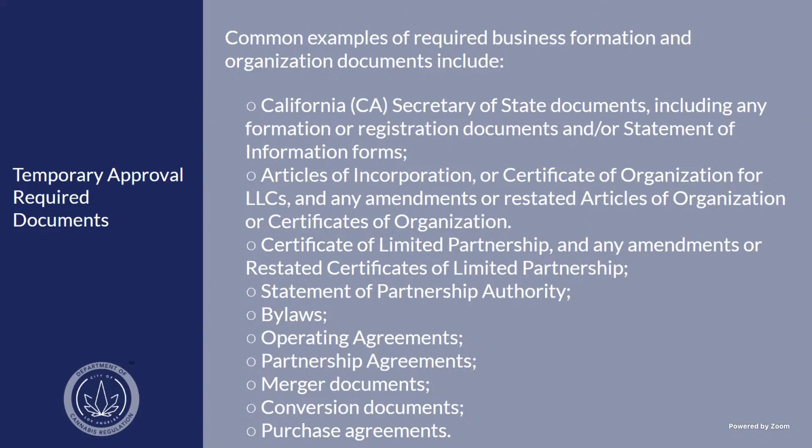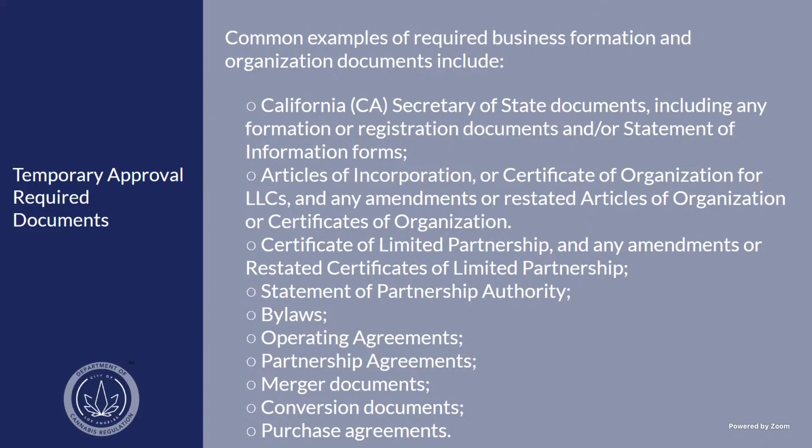But for temporary approval applicants that don't have temporary approval, we are still reviewing those documents as part of your temporary approval application. But when you do get ready to move over for your annual application, you will have to make sure that they're uploaded to your legal business entity record.